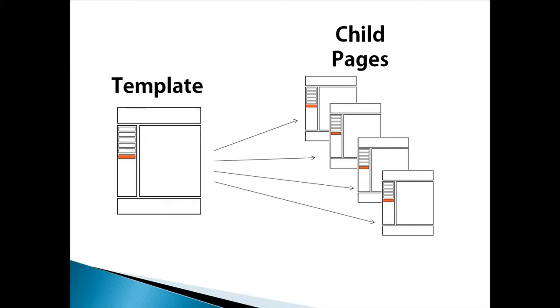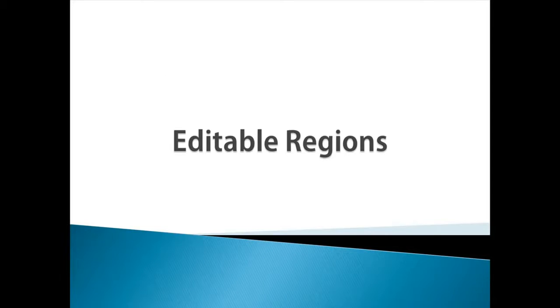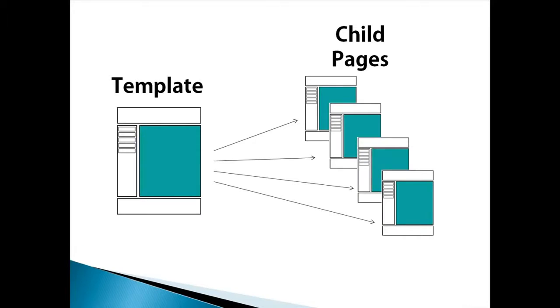Now that's great, but all your pages are not identical. They're not just clones of the parent page. Your home page is going to have an overview of the site, your About Us will have the history of your company, and so on. We need a way to make sure that we can add custom content to each of the child pages. And this is done with editable regions. On the original template, you're going to mark a table cell or some region as editable.